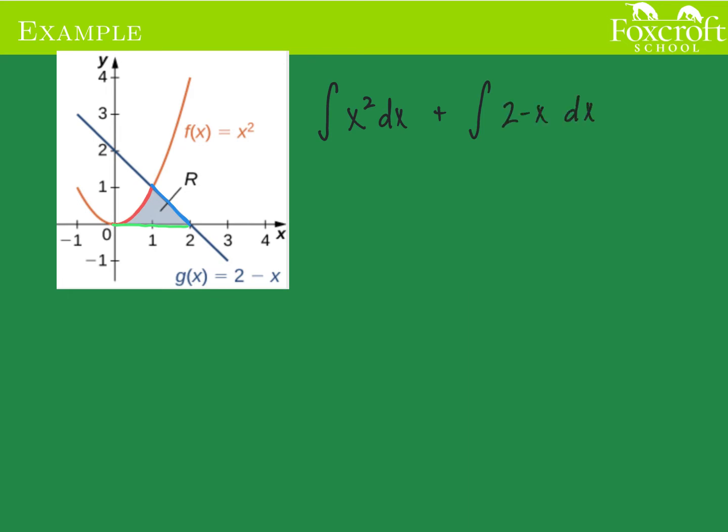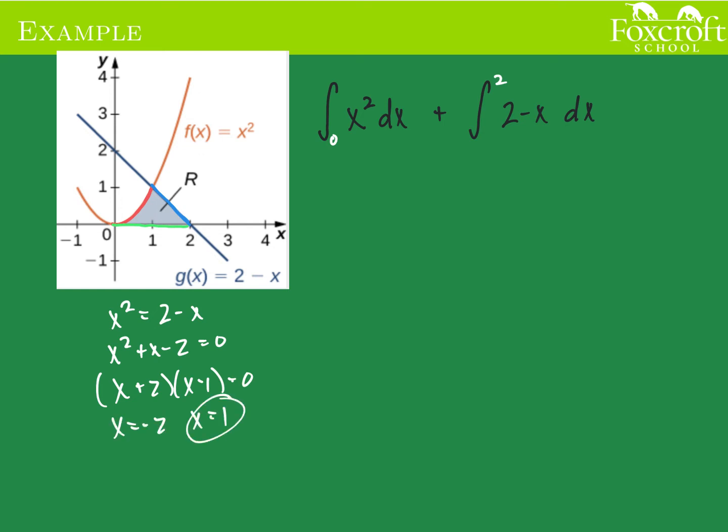And now we just have to figure out the bounds. We know it starts at 0, so our very first one is 0. It ends at 2. And then where does the switch happen? In the graph, you can kind of tell it's 1, but just to make sure, x squared equals 2 minus x squared plus x minus 2. All right, so we do confirm that 1 is the place where this switch happens.